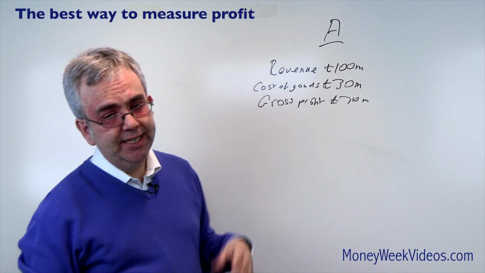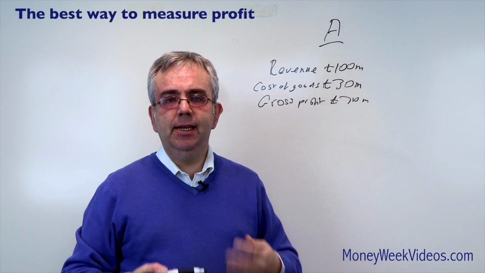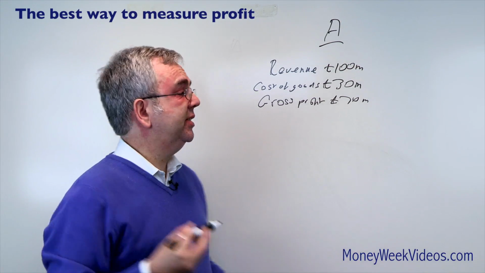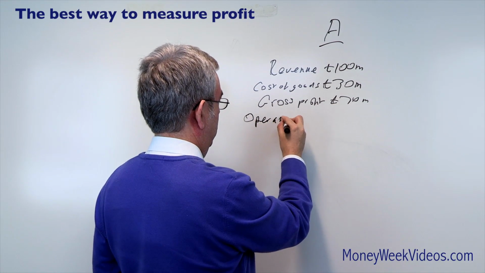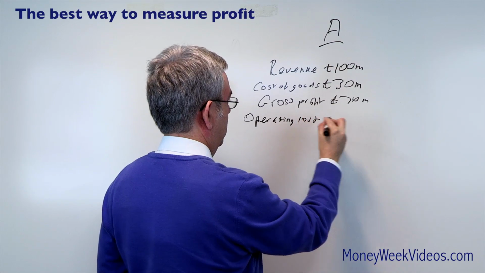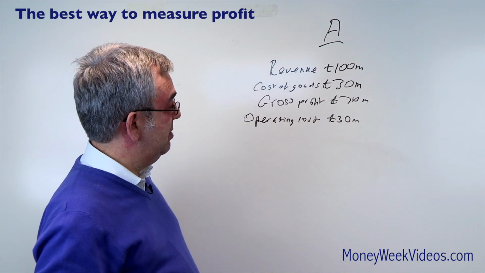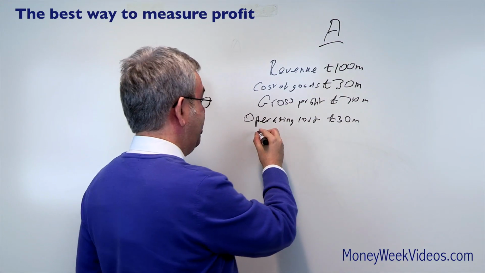But the cost of goods, it didn't include things like the sales team. It didn't include the head office costs. It didn't include paying rent for the factory. All those things go into operating costs. So we'll say that's 30 million as well. And then we've got another cost. It's an accounting cost. It's depreciation.